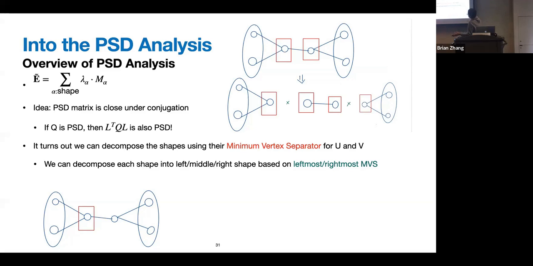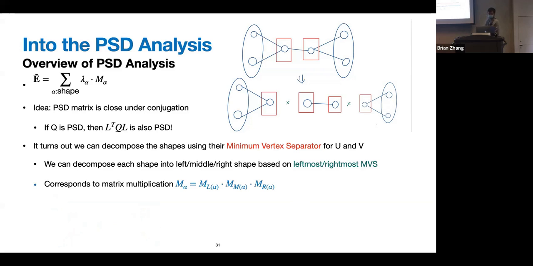So what's nice about this is it allows us to decompose the shape into three shapes. We can call them the left, middle, and right part. And this essentially corresponds to matrix multiplication. The matrix corresponding to the top shape is going to be the product of the three: left, middle, and right.